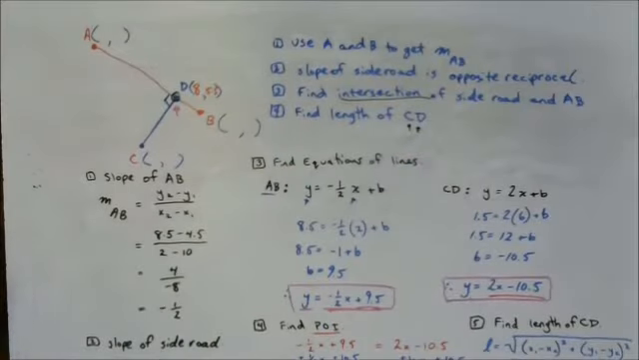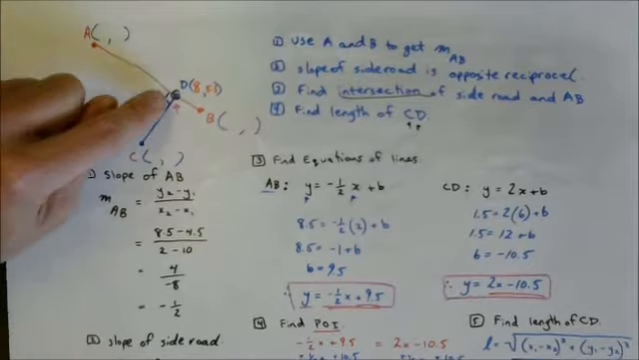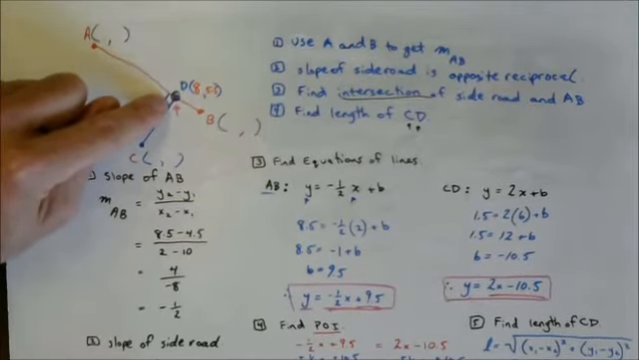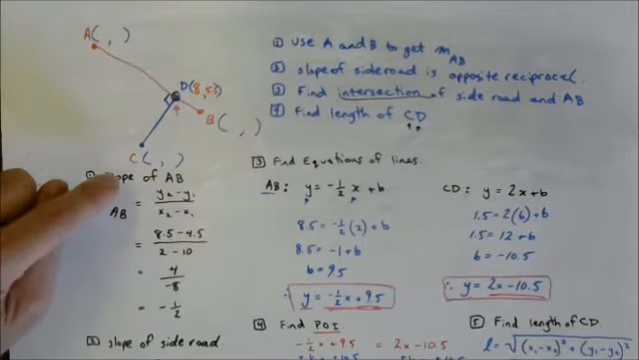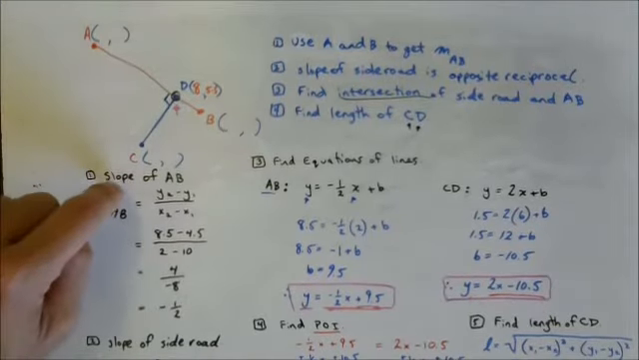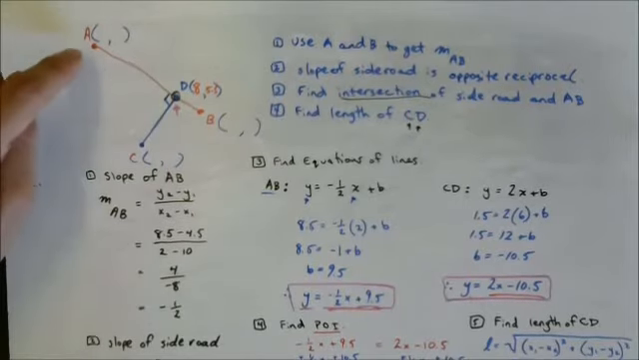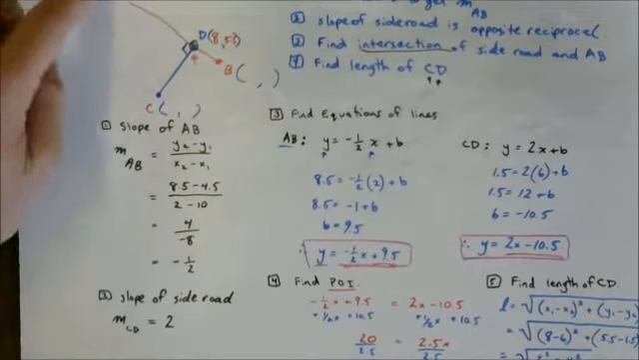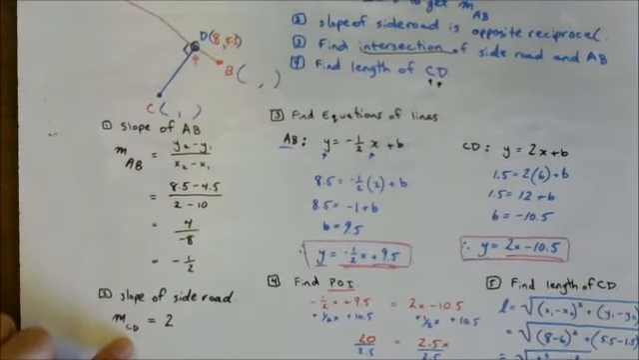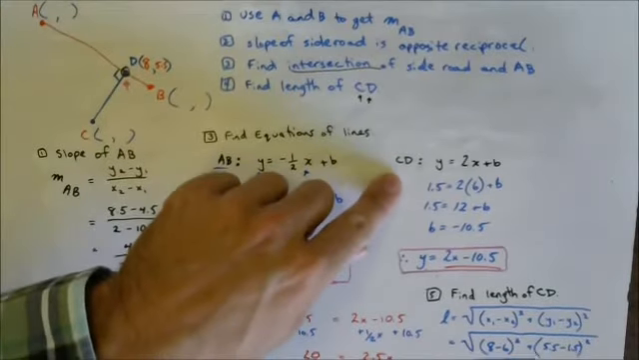Quick run through of what we did. We needed the length of CD. In order to get the length of CD, we needed point D. In order to get point D, we needed to find the point of intersection of these two lines. In order to do that, we needed an equation for each of those lines. In order to do that, we needed the slope and y-intercept of each of those lines. So that's where we started. We found the slope of AB, then we found the slope of CD, then we found the y-intercept of AB, then we found the y-intercept of CD.